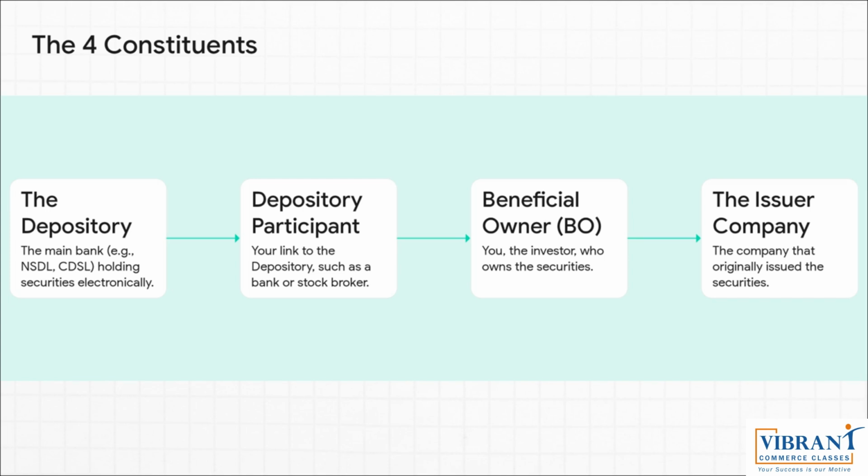Your DP is like your local bank branch or the ATM. It could be your bank, your stockbroker. They're your connection to the main depository. Then, of course, there's you. You're the beneficial owner, or BO. And last but not least, you have the issuer company. That's the company whose shares you actually own.